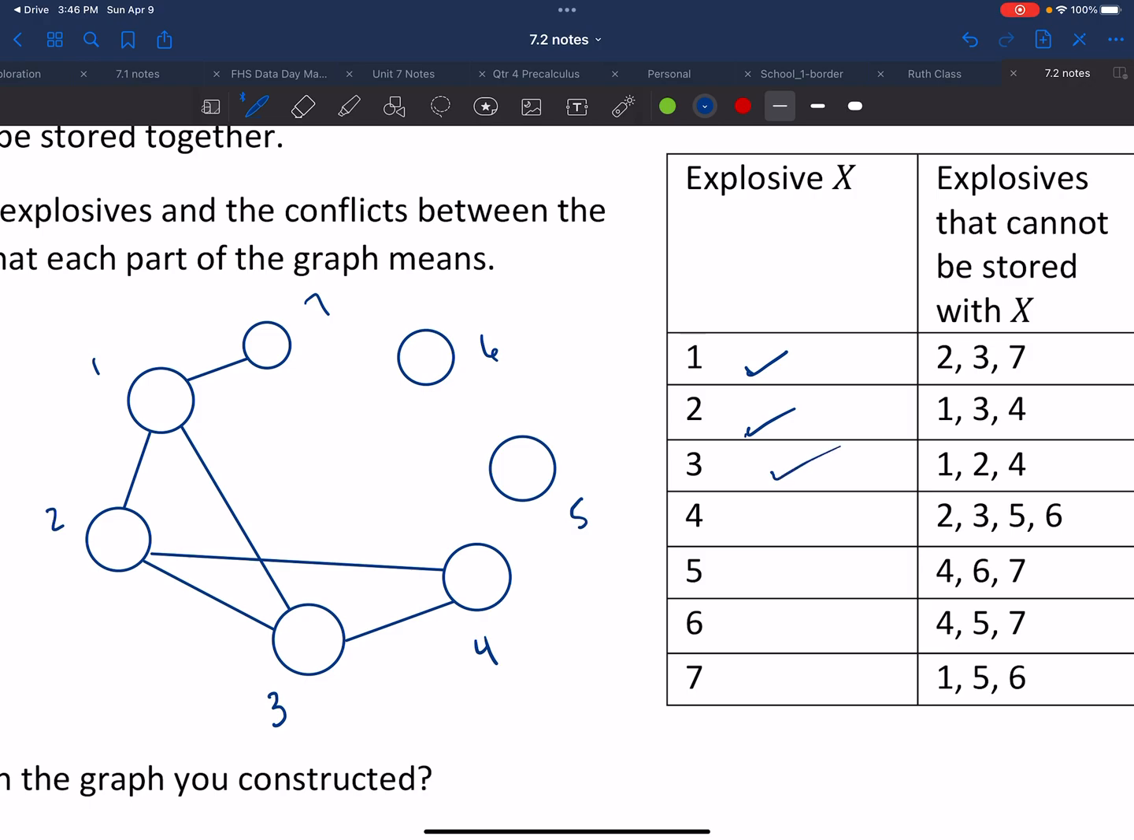Explosive 4 cannot be with 2, 3, 5, and 6. So that's 4. 5 cannot be with 4, 6, and 7. And then 6 cannot be with 4, 5, and 7. And then 7 cannot be with 1, 5, and 6. So it looks like we have them all done.